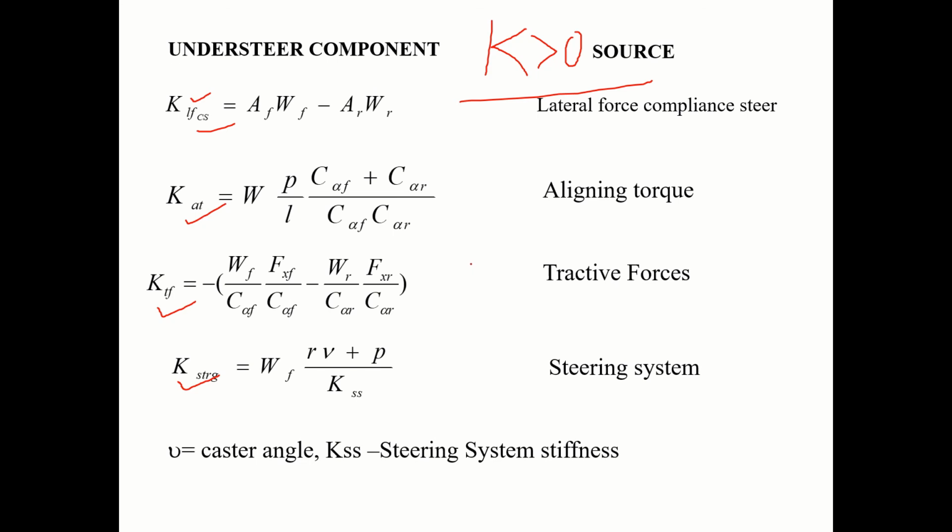Okay, with this we'll stop at this point. Next, let us look at what are the vehicle dynamics tests that we can do to find understeer gradient value and also to ensure stability of the vehicle. Let us stop at this point and continue in the next video.